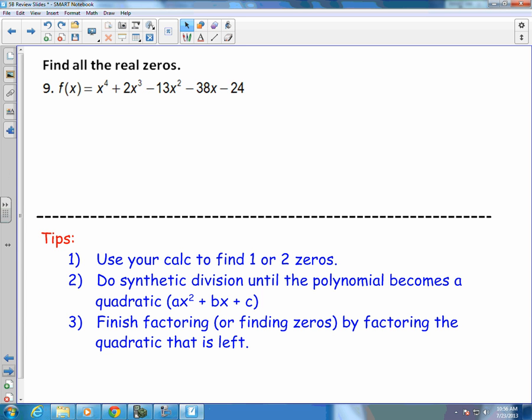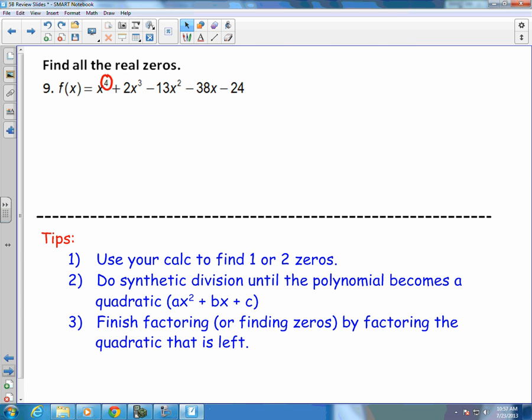But once again, I decide, do I need 1 zero or 2 zeros? In this problem, I need 2 zeros. I need to do synthetic 2 times because I have x to the 4th. If I do synthetic 1 time, my new equation will be x to the 3rd. And if I do it 2 times, then it'll be down to x to the 2nd. That's something that I can work with.